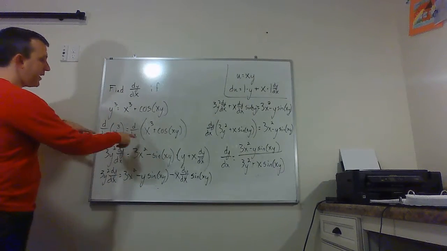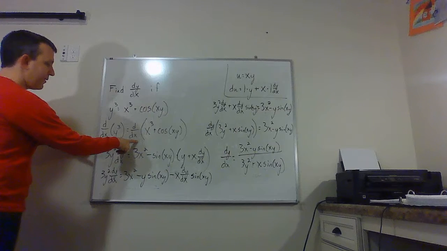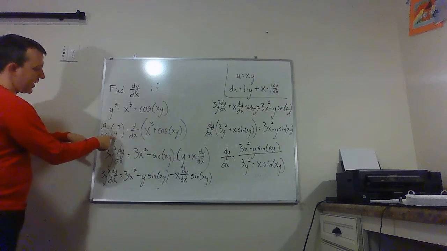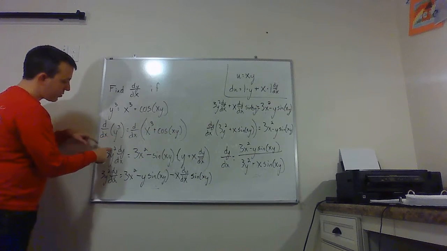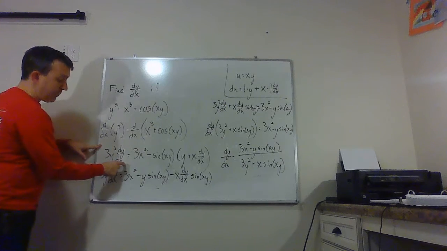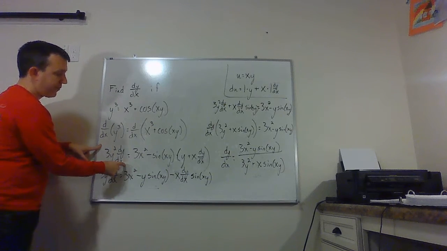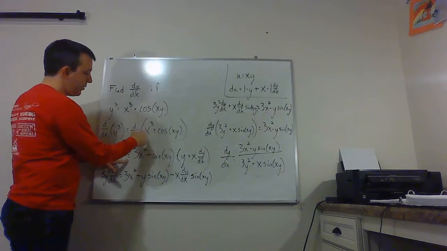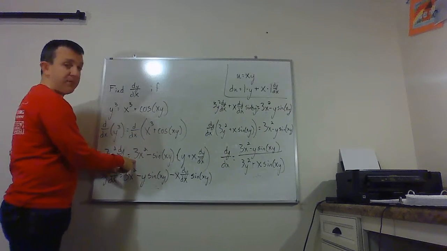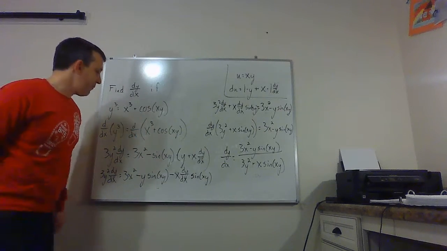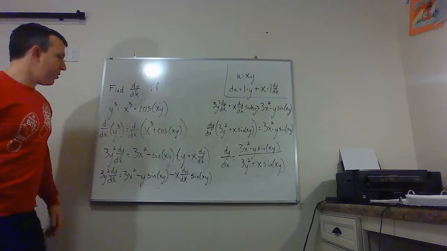I start by taking the derivative of both sides. The derivative with respect to x of y cubed is 3y squared, and because there's a y, I'm going to have a dy/dx. On the other side, the derivative of x cubed is just 3x squared. That part's nice. But then we get to this cosine.